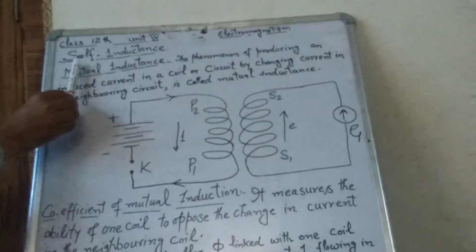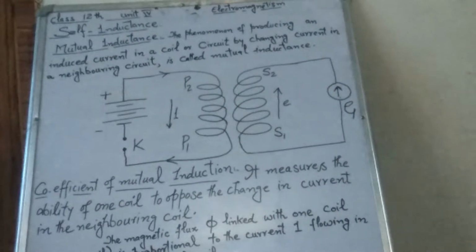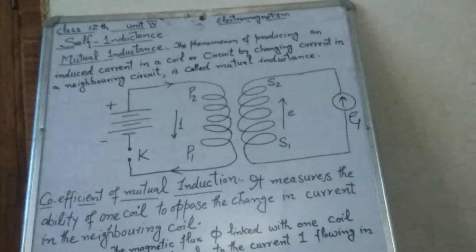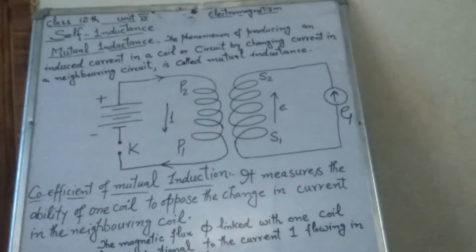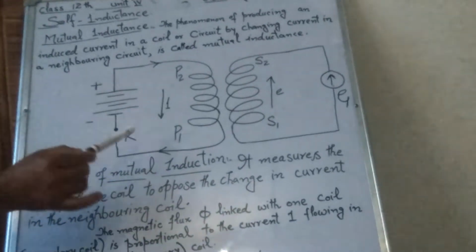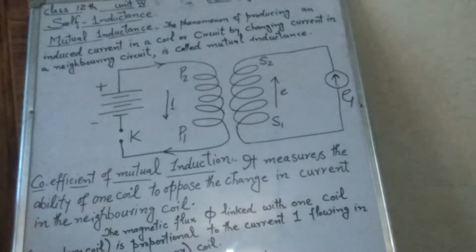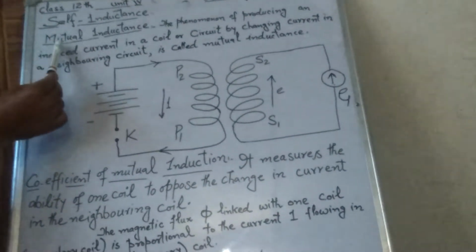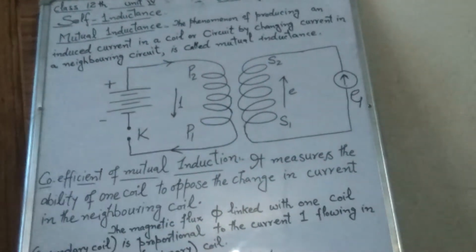In the previous class, we studied self-induction, or self-inductance. We recall self-inductance as the phenomenon according to which an induced EMF or current is produced in a circuit or coil when a changing current is passed through the same circuit. Today, in comparison to self-inductance, we will look at what mutual inductance, or mutual induction, is.